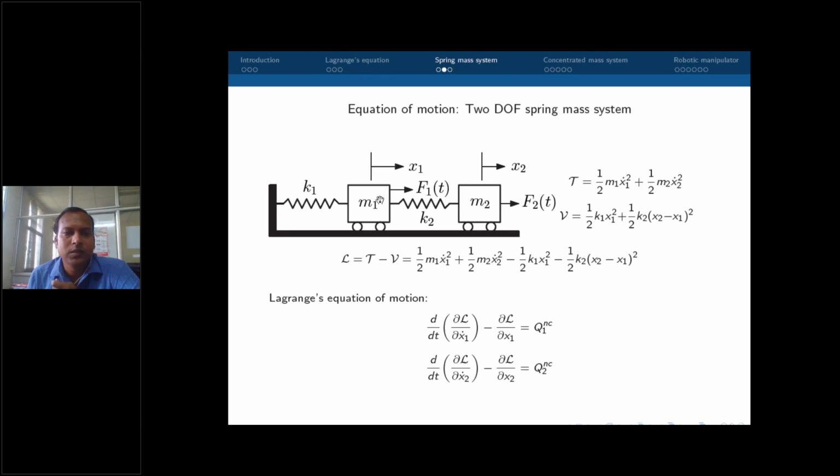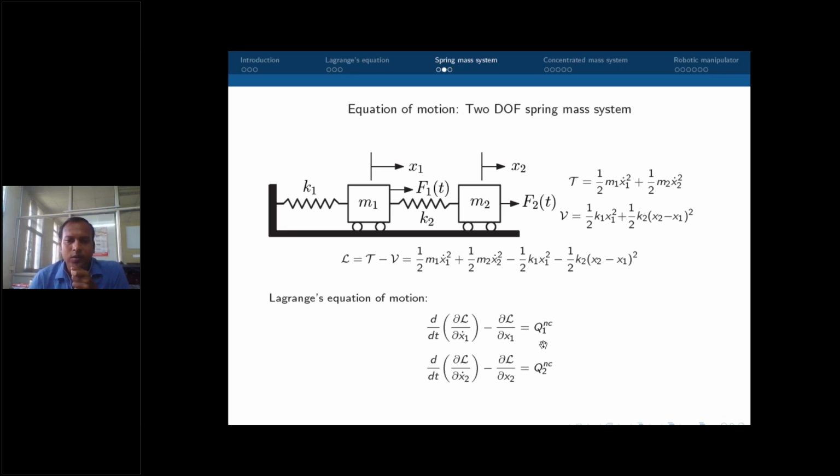In this 2 degree of freedom system, there are two masses, M1 and M2, and two massless springs whose stiffnesses are K1 and K2. Now, what is the equation of motion? Below this figure, I have written Lagrange's equation of motion. Since the degree of freedom of this system is 2, we will have two equations of motion. These two equations of motion I have written here.